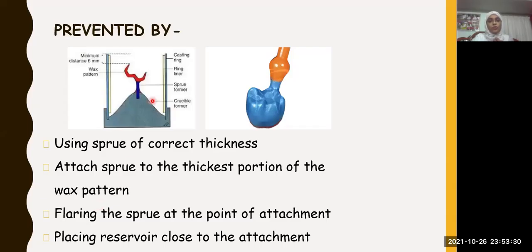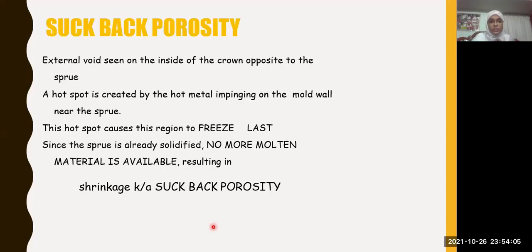So how do you prevent this? You have to place the sprue at a 90-degree angle. You have to give a minimum space of 6 mm from the end of the casting ring to the superficial surface of the wax pattern. The sprue has to be attached to the thickest portion of the wax pattern, and see to it that you're flaring the sprue at the point of its attachment to the wax pattern. And you have to place a reservoir. This is a reservoir. A reservoir can be placed close to the attachment. So all these are ways by which we can prevent localized shrinkage porosity.